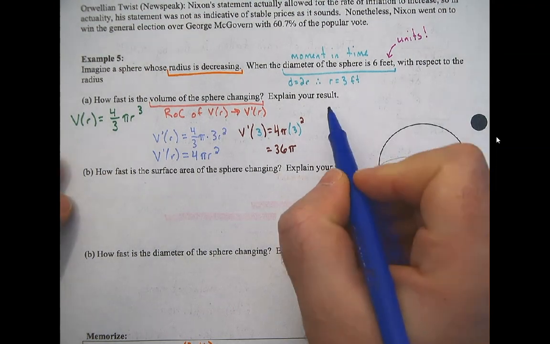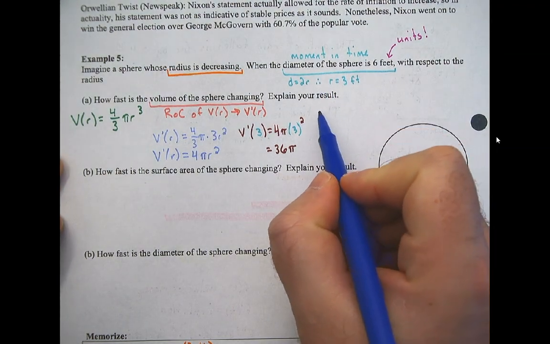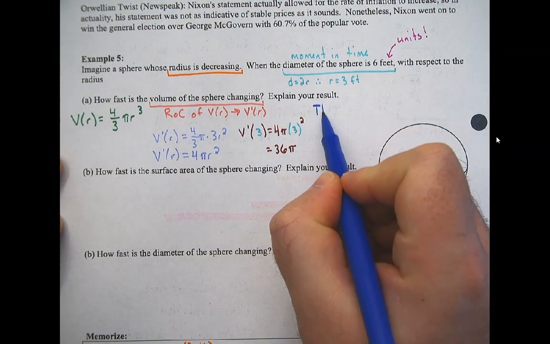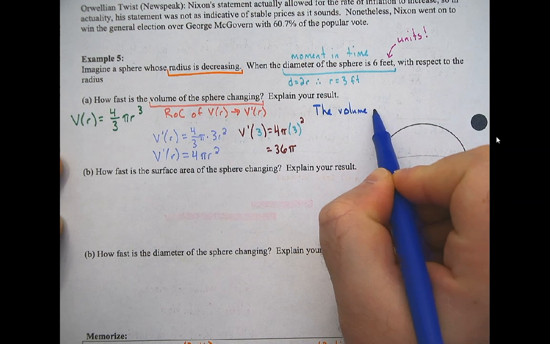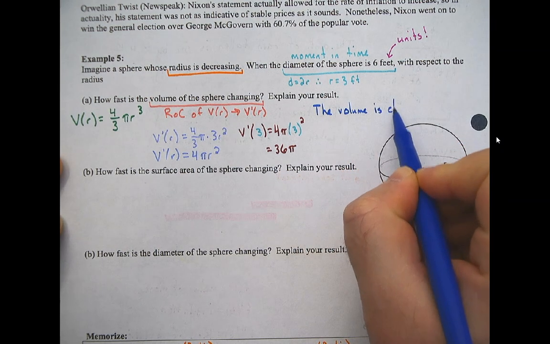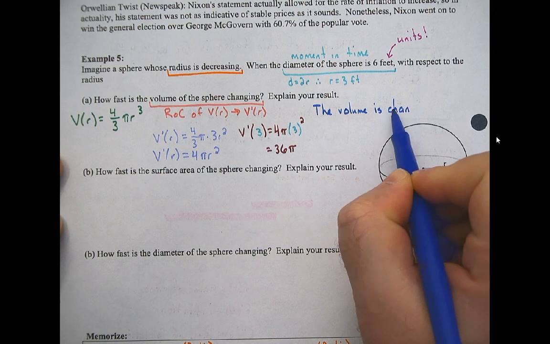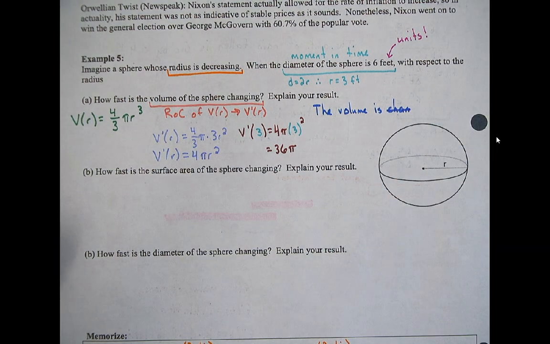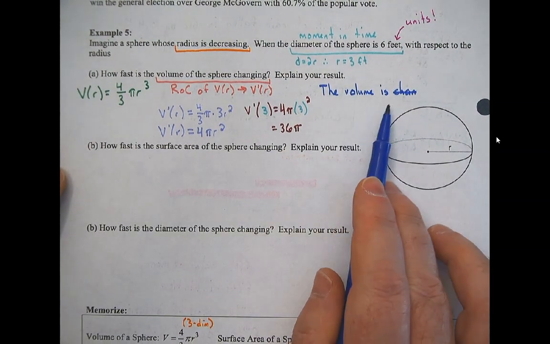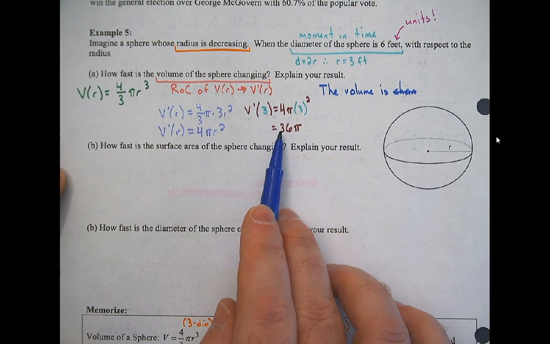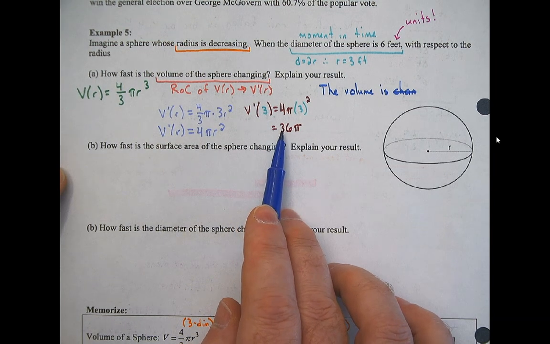Let's see here. The volume is changing. Nope. I always like to say, instead of changing, increasing or decreasing. You could say changing, by the way. I don't like to. I like to say what it's doing. So this is a positive value. No.